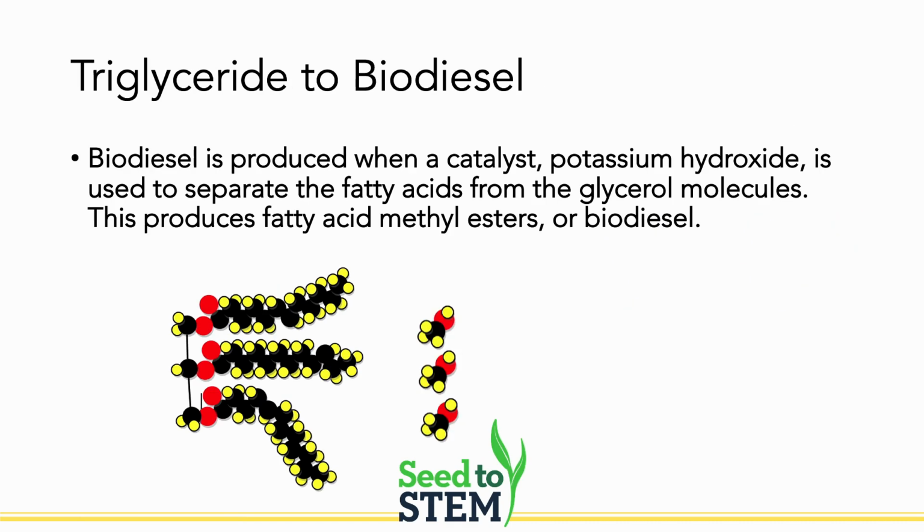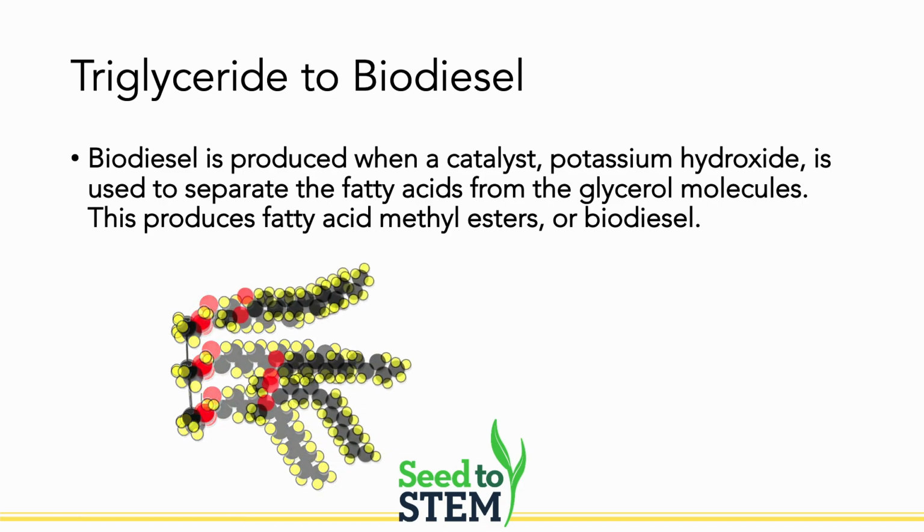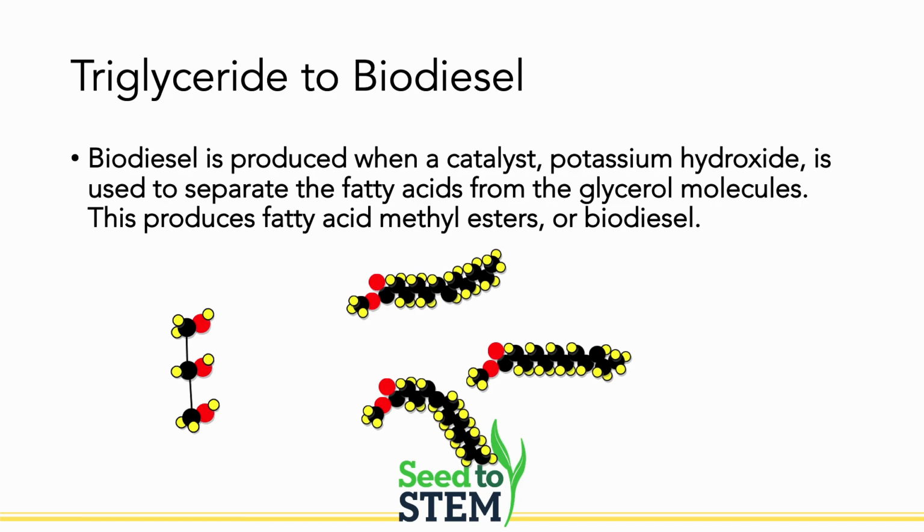So turning triglyceride into biodiesel, we need to get these fatty acid molecules off of the glycerol, and that takes a catalyst, potassium hydroxide, in an alcohol. So that's the catalyst that we're going to add. It just removes the glycerol and makes fatty acid methyl esters, and that is technically what the biodiesel runs.